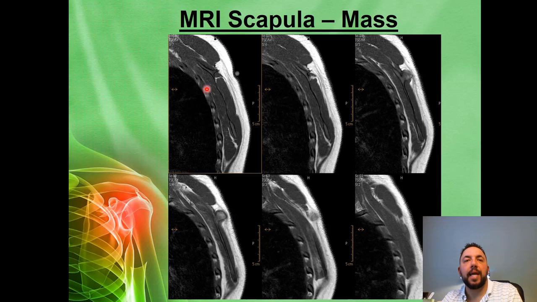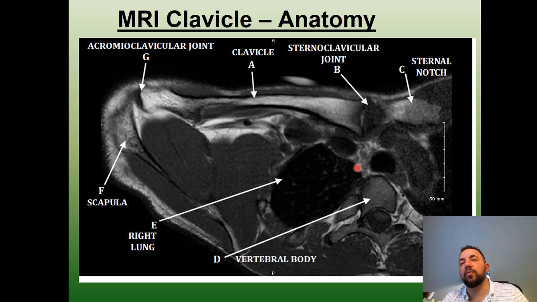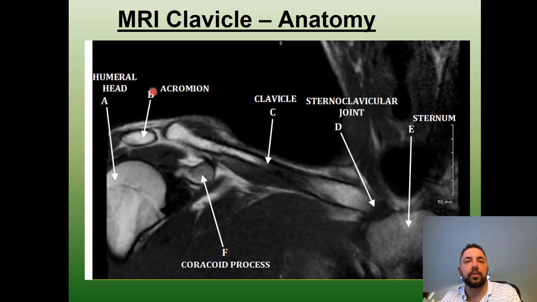So again, scapula requires an increased field of view compared to what we normally would run. Coil selection would be vital, and the same applies to clavicle as well. We want to have an increased field of view that we can cover the entirety of the clavicular region. So we have the clavicle here, the SC joint, sternoclavicular joint, the sternal notch, vertebral body sitting here in the thoracic spine, the right lung, the scapula, and the AC joint, acromioclavicular joint.